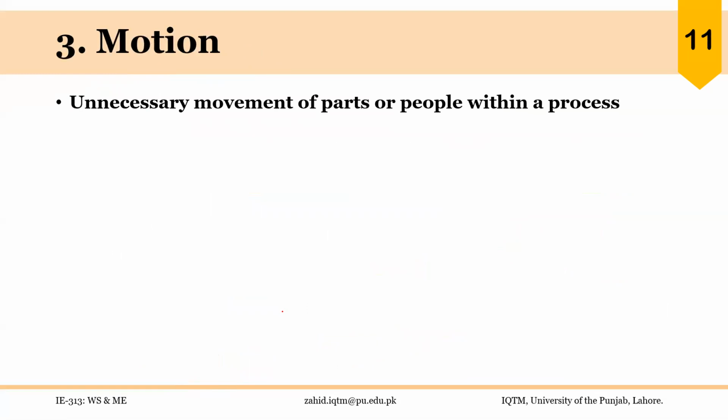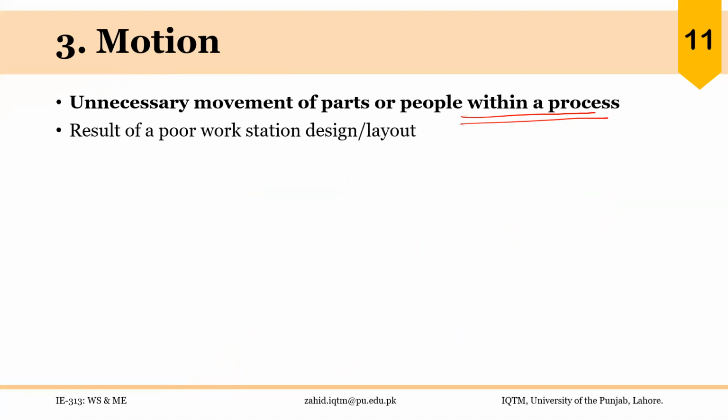The third waste is the waste of motion: unnecessary movement of parts or people within a process. In transportation, it was between processes. The motion is the movement within a process. It is the result of a poor workstation layout, as I mentioned. So the arrangement of different items at a workstation is not appropriate.